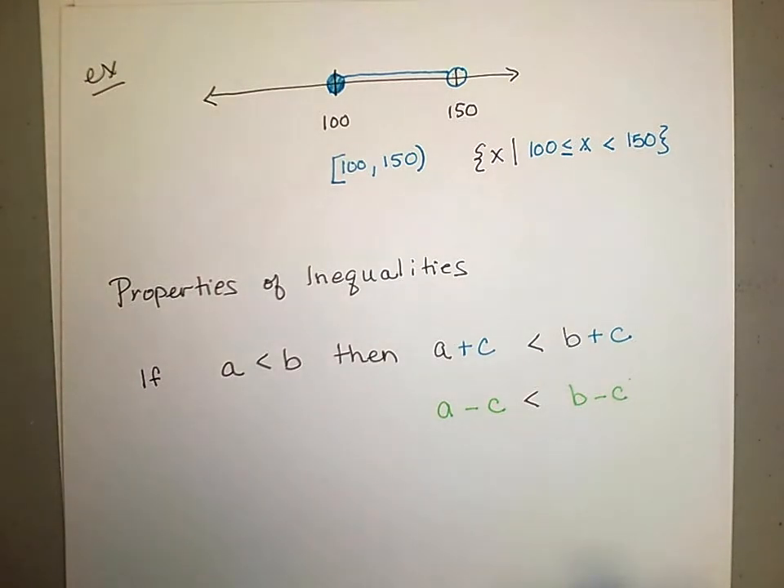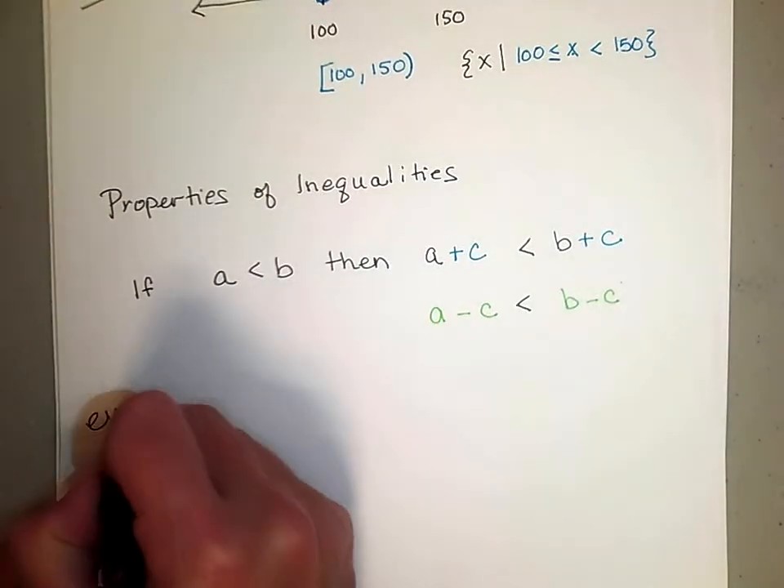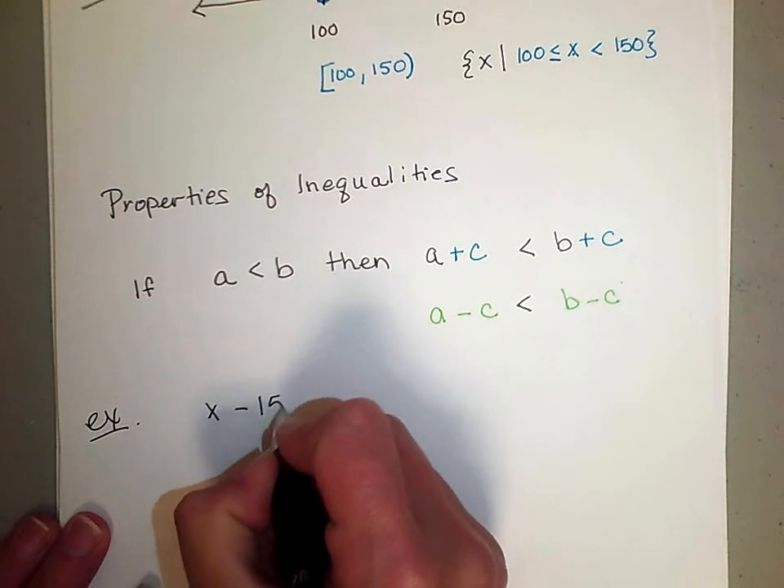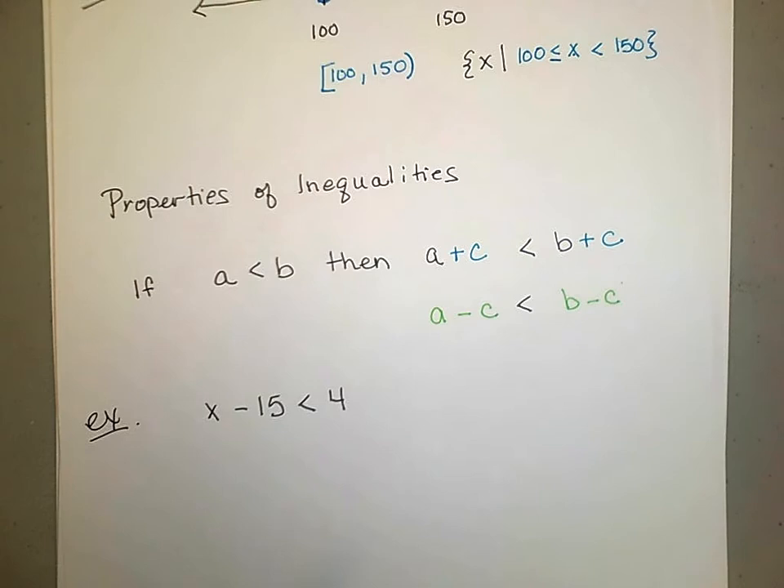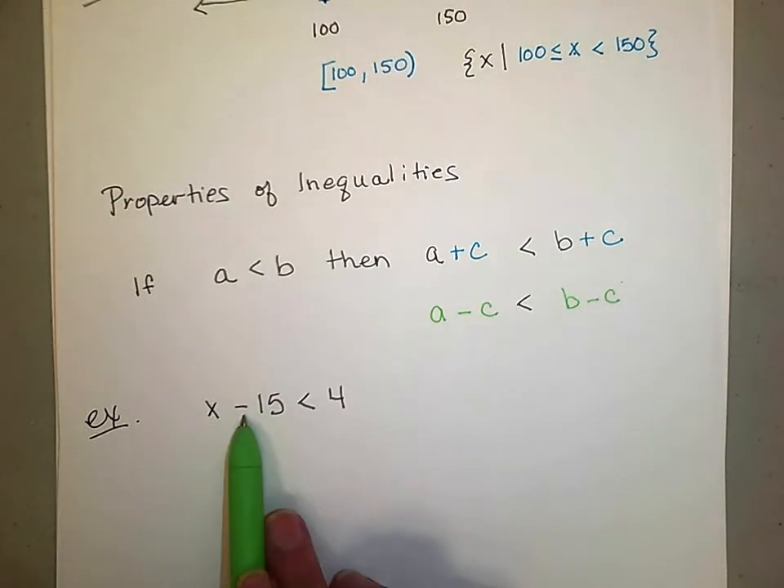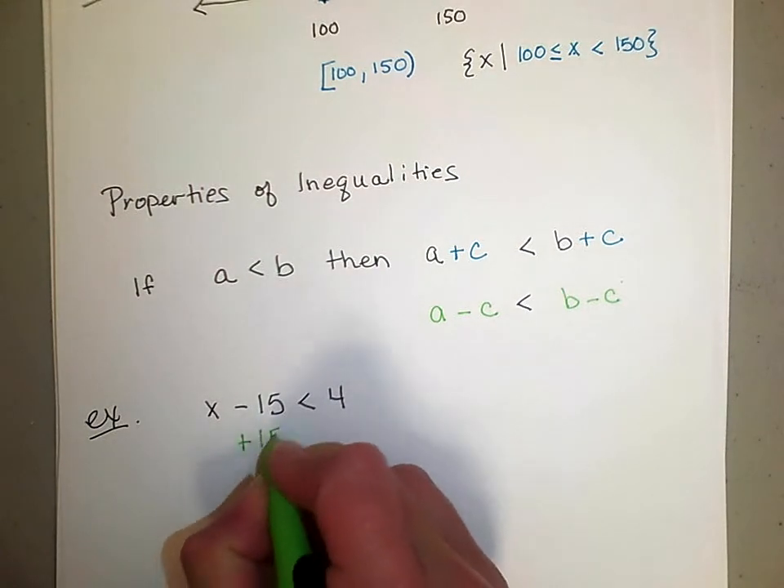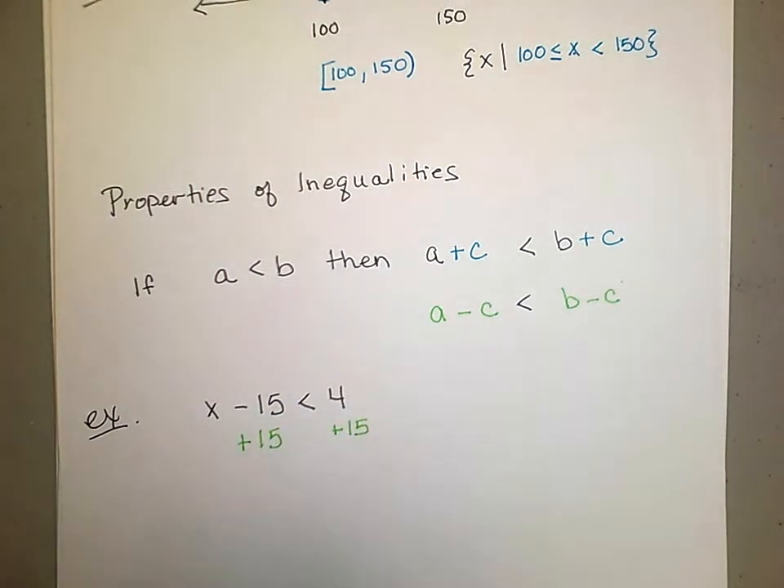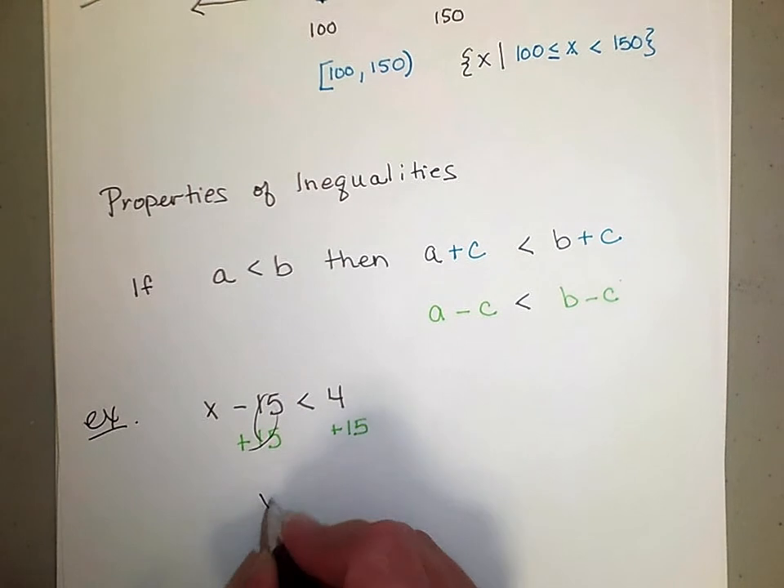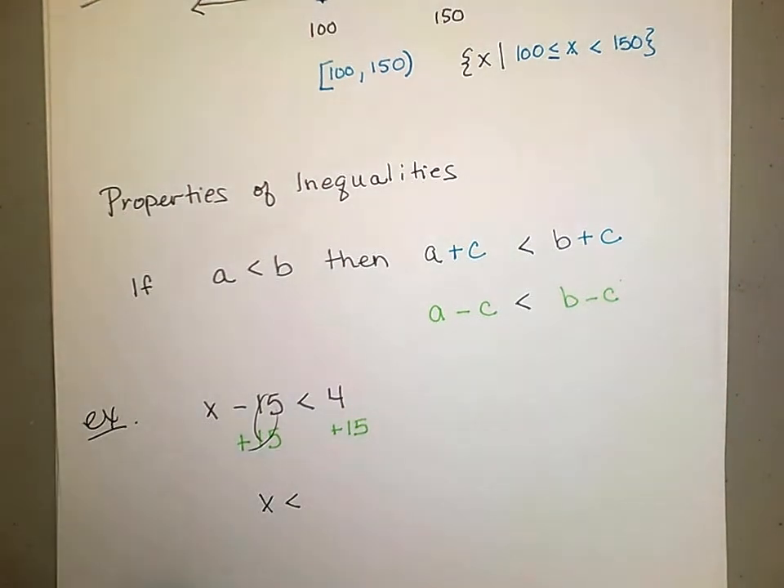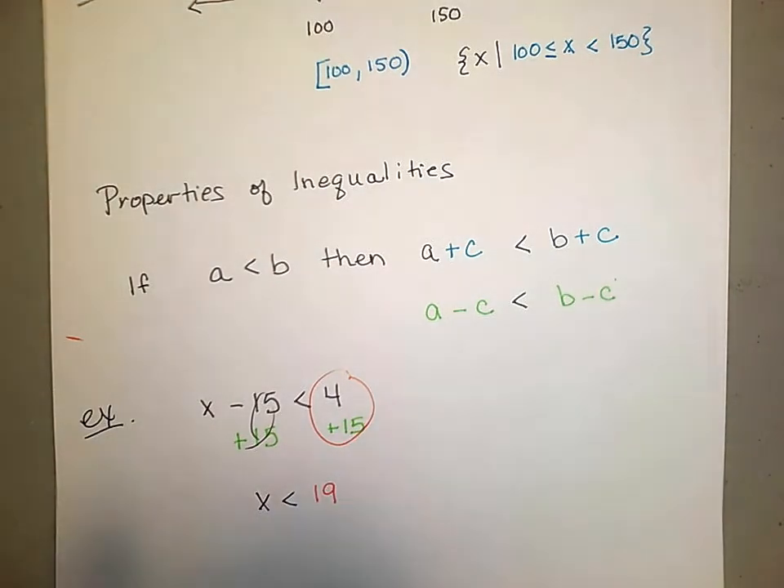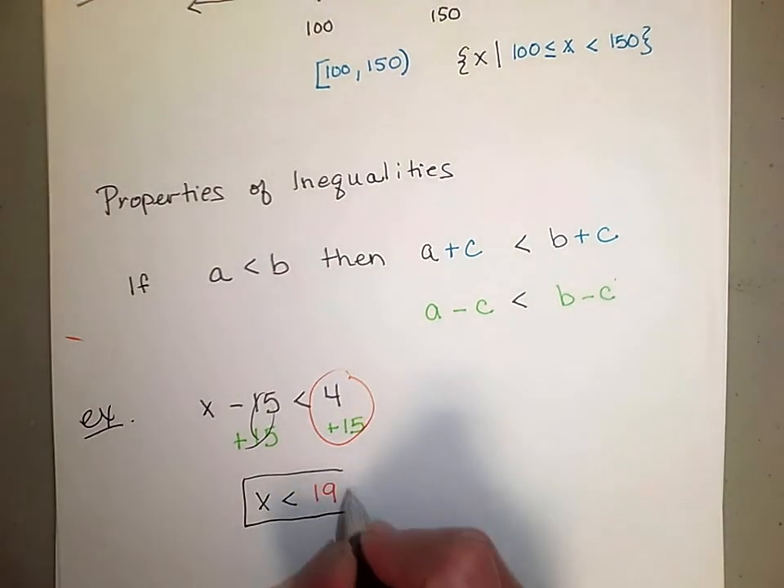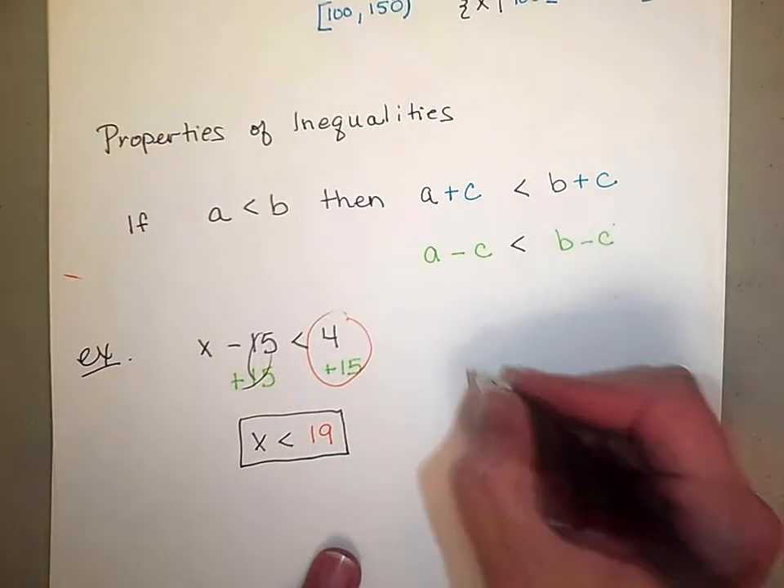Okay, so, for example, if we have x minus 15 is less than 4, this inequality is already given to us. I want to undo what's happening to x to solve this, and right now 15 is being subtracted. So I could add 15 to both sides. Now this will go to 0, and we'll have x less than, and now 4 plus 15 is 19. So this is the set that solves it.